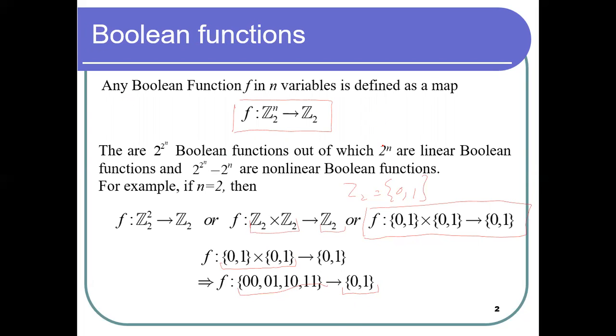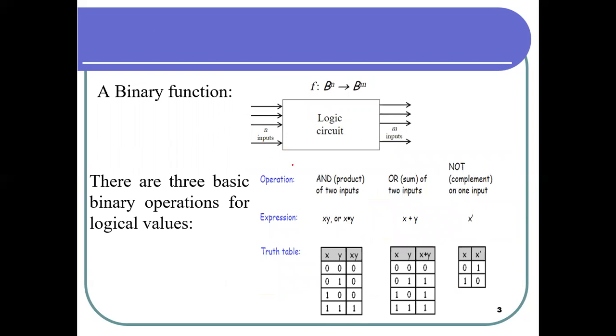So let us see how we can further represent these Boolean functions. If you look over here, this is the logic circuit diagram of Boolean functions. That is, an n-dimensional Boolean function maps to an m-dimensional Boolean function. So this is one of the logic circuits that takes n inputs and maps to m outputs.